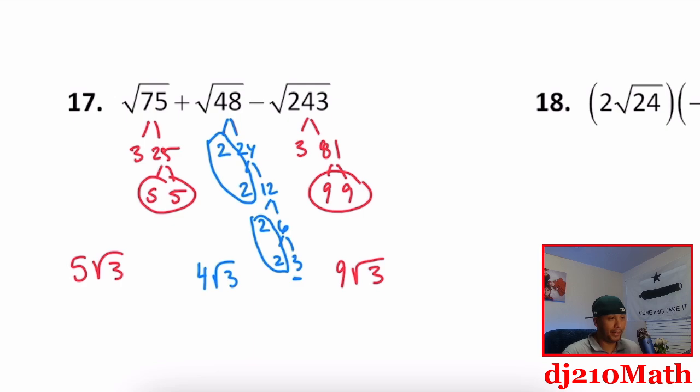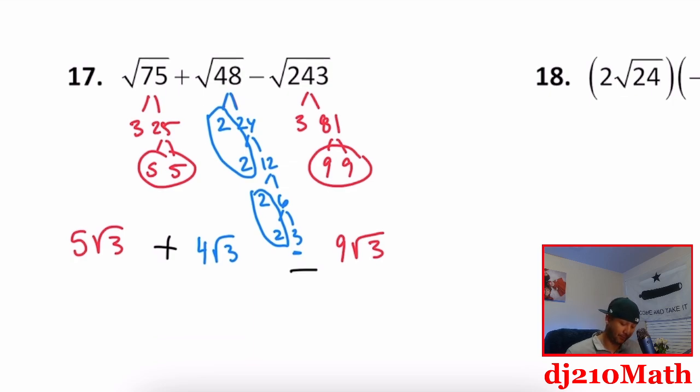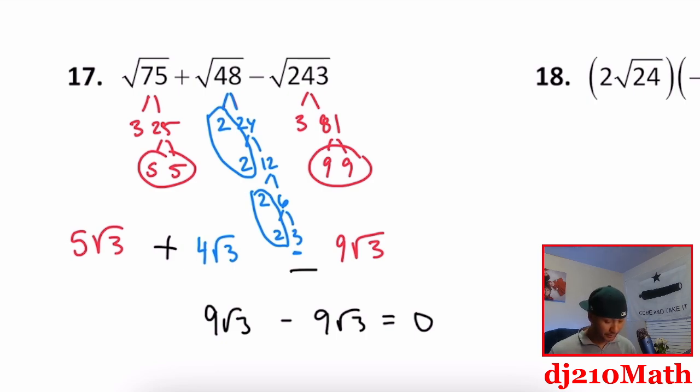Okay, so now that we've reconstructed, I guess you could say, or simplified the radicals, we see that they all have the same label, right? Root 3. They all match. So this is basically going to be 5 plus 4 minus 9. Right? 5 plus 4 minus 9. That's crazy. 5 plus 4 is 9. So 9 root 3 minus 9 root 3 is 0. That's mean. We did all that work for it to be 0.